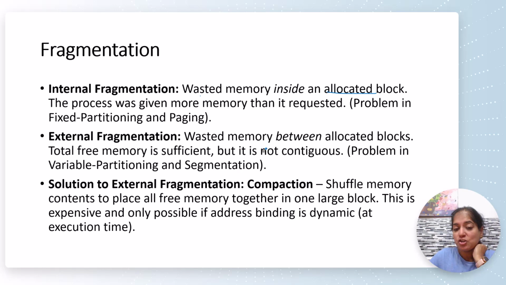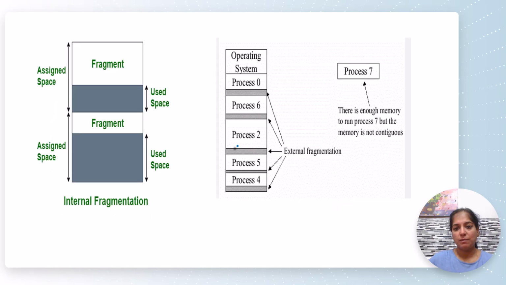Whereas external fragmentation is when total free memory is sufficient but it is not contiguous, as we just saw in variable partitioning. The solution to external fragmentation is compaction. We shuffle the memory contents so that all the occupied processes go to one side and all the free memory together goes to the other side to make a large block. This process is very expensive, since we need to move all the processes in memory from one place to another, so we need to perform a lot of binding also for this one.